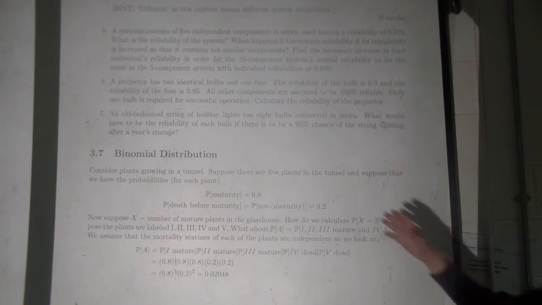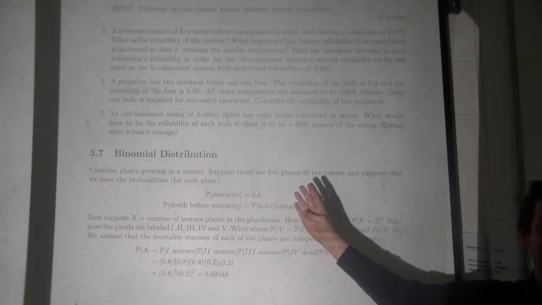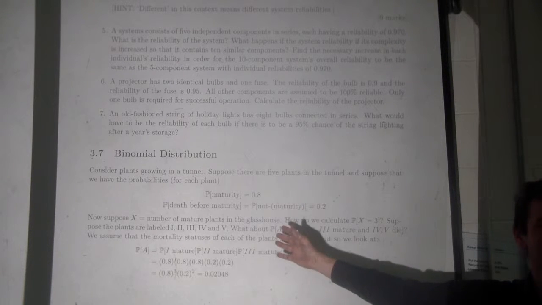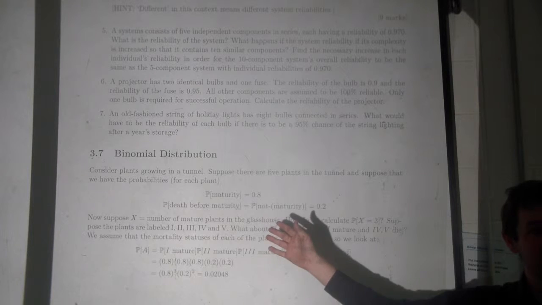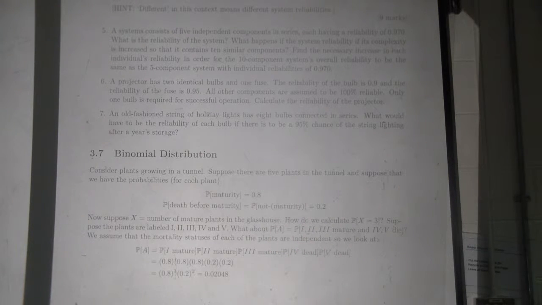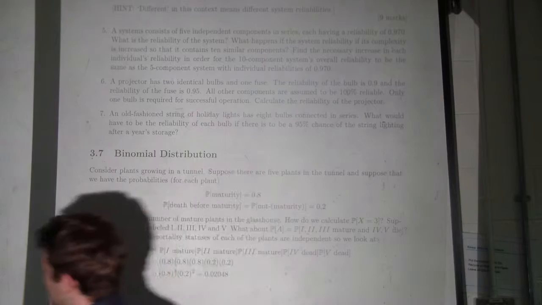Okay? And suppose we have the probabilities for, and again, we're going to assume independent. Here again, if you think about it, they're not independent, but we're assuming they are. So and means multiply. Okay? And we have probability that a plant grows to maturity is 0.8, probability that a plant dies before that is 0.2. So a success is maturity, and the probability of success is 0.8.